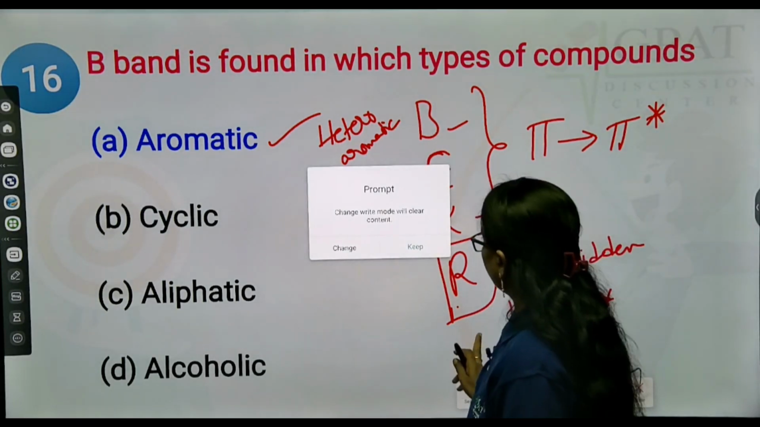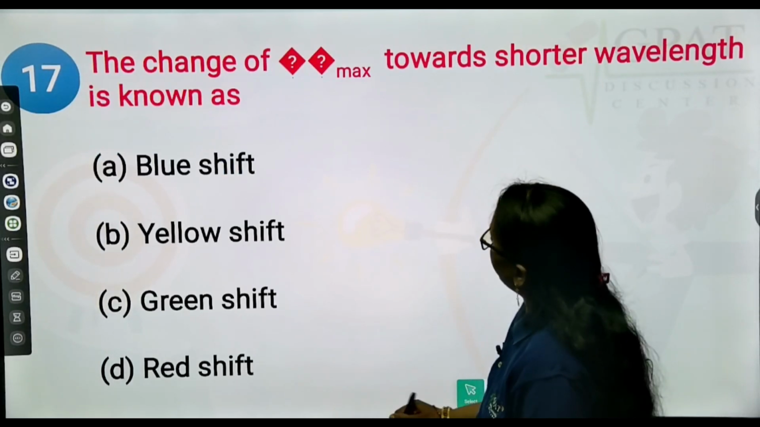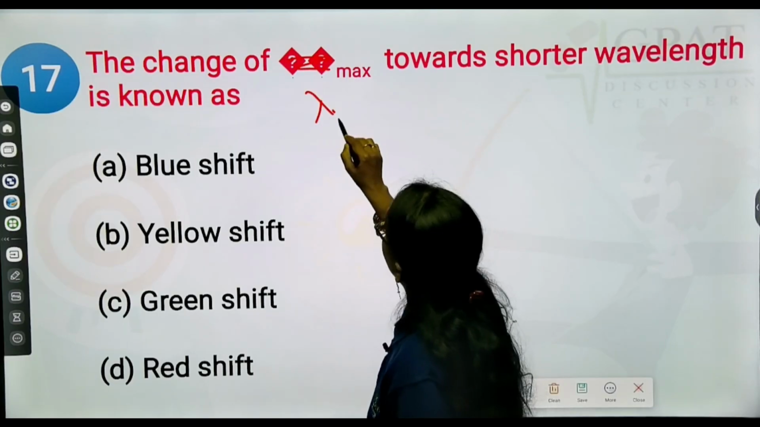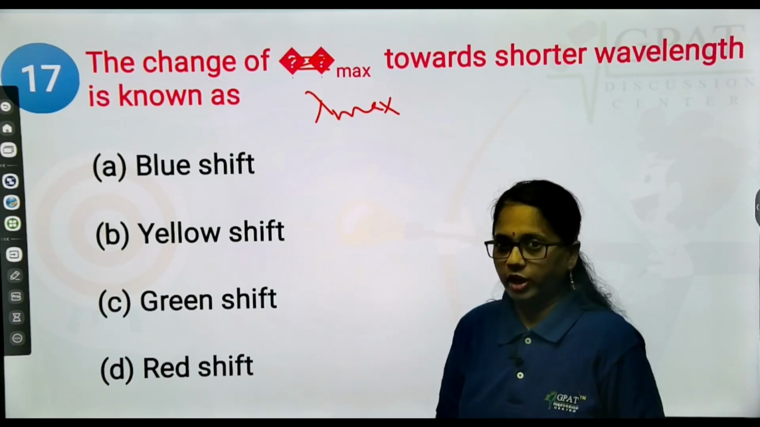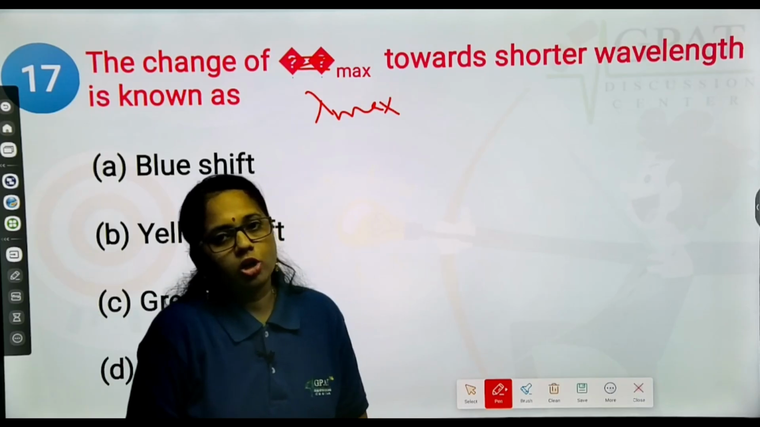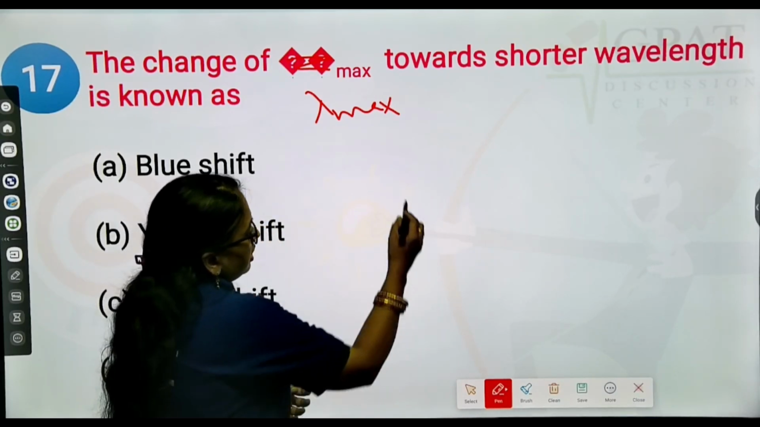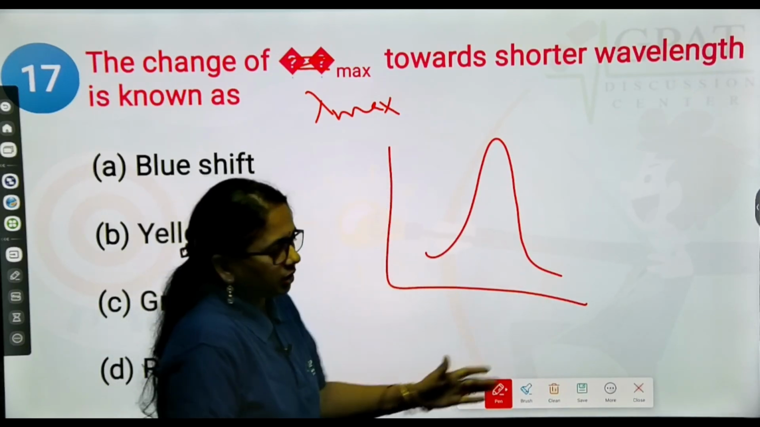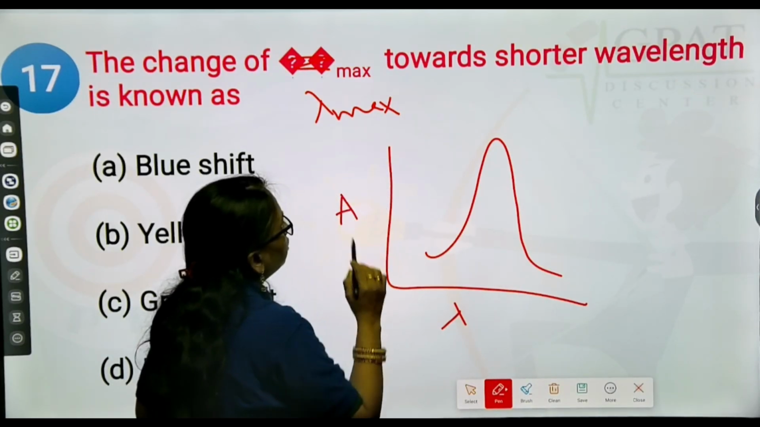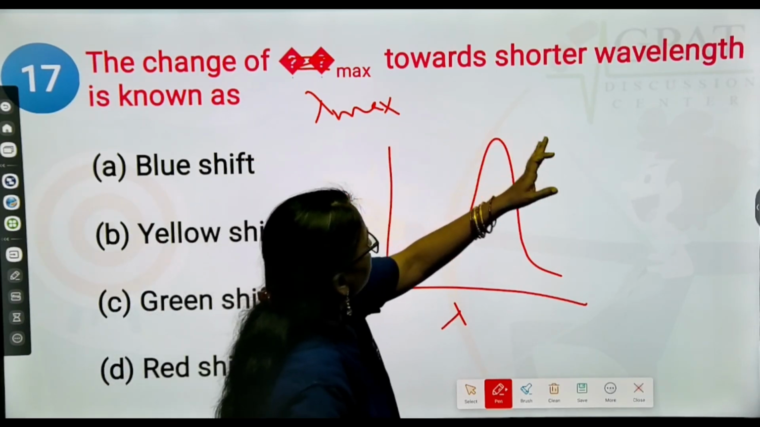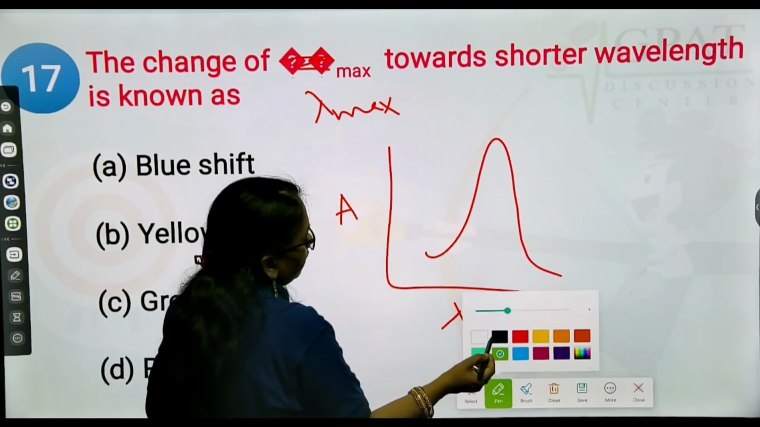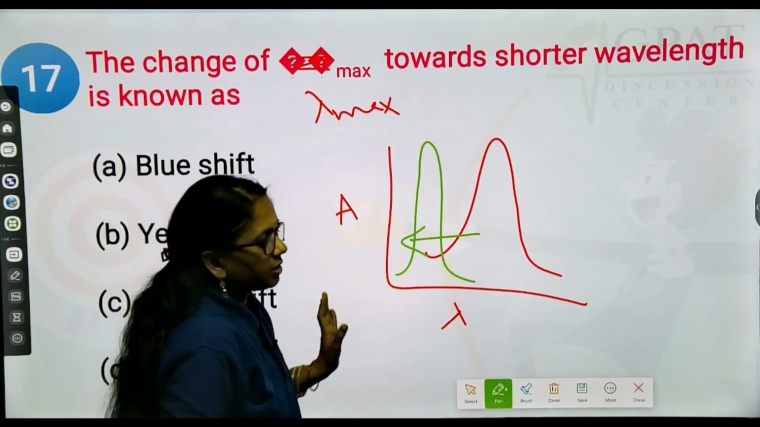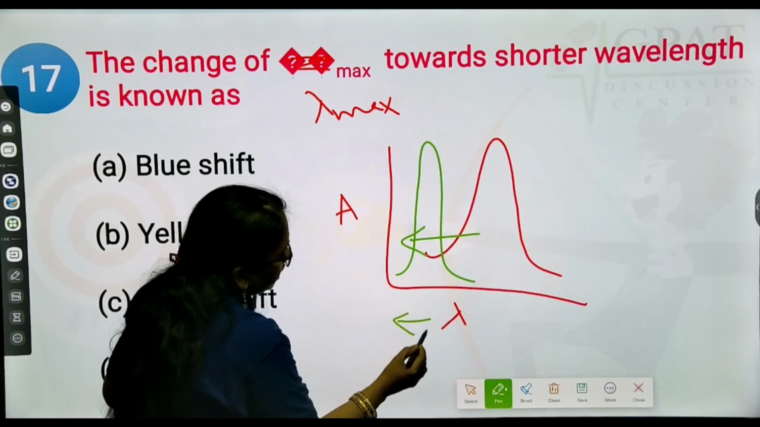And next we will move to another question, that is the 17th question, on the change of lambda max. Okay. So lambda max towards the shorter wavelength is known as what? Whether due to an auxochrome effect or solvent effect, you are going to see a shift of the lambda max either towards the shorter wavelength or the longer wavelength. In this question they have asked about lambda max towards the shorter wavelength. Okay. So what they have asked is this side: shorter wavelength, so the wavelength is decreasing.